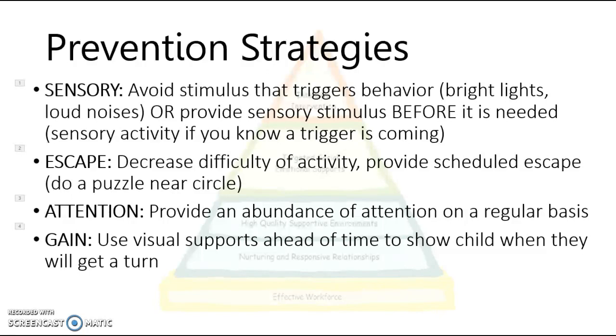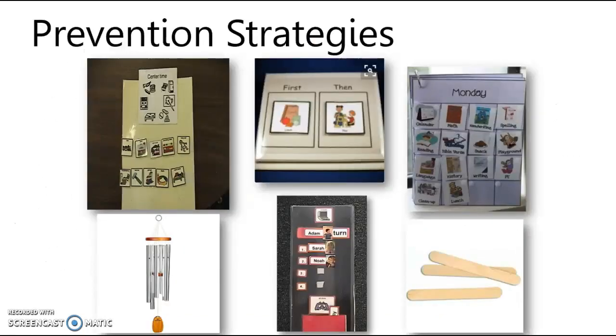And then lastly, if it's gain, you can use visual supports ahead of time to show them things like when they will get a turn, when they will get access to whatever it is that they're looking for. Here's some ideas. You can see on here there are visual charts. You've got everything from a center time choice board where the child can go and choose where they want to go. You can limit this. So if you want them to have to pick one center, you can put that and a few others and tell them that they can do that and pick 1 or 2 more that they want to do. You can do first-then boards, which is really good when a child doesn't want to do something. So first you got to go to lunch, then we can go play. So using what they want to do as a reinforcer.